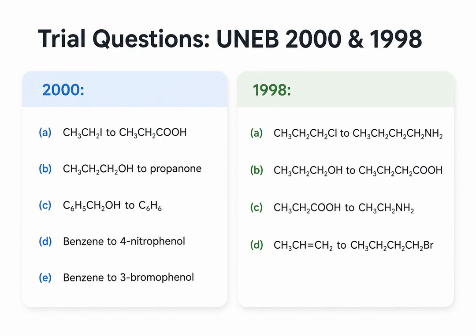The 2000 and 1998 questions require precise control over reaction conditions. In 2000, converting benzyl alcohol back to benzene is a challenging degradation pathway. You also see the synthesis of specific phenol derivatives, requiring diazonium salt chemistry. In 1998, notice the conversion of propanoic acid to ethylamine. This is a classic Hofmann degradation of an amide, which removes one carbon atom from the chain.